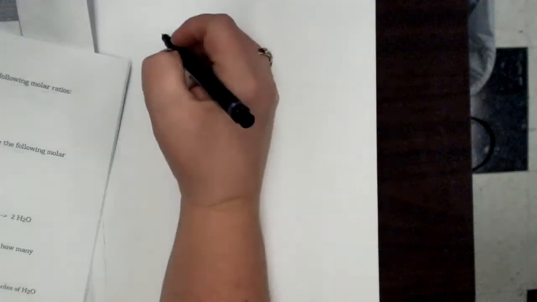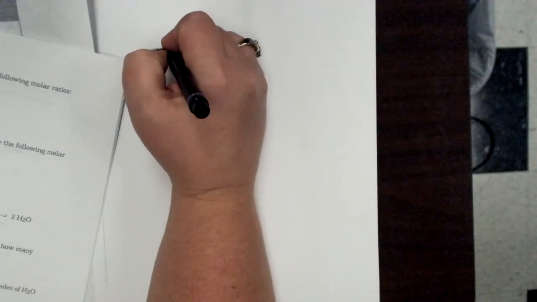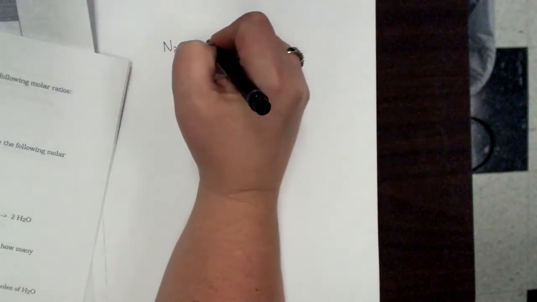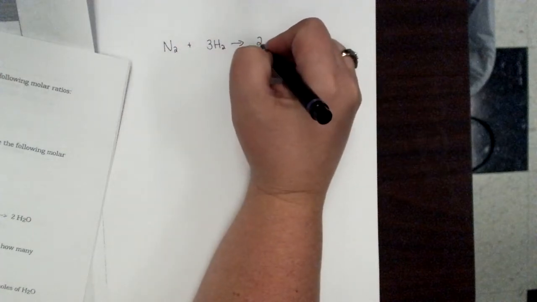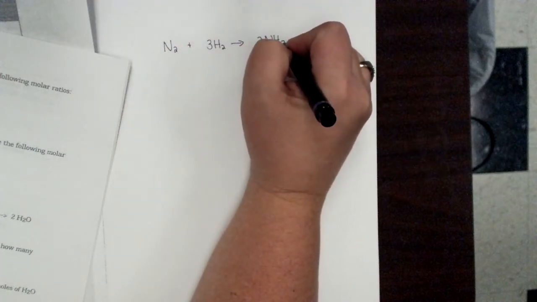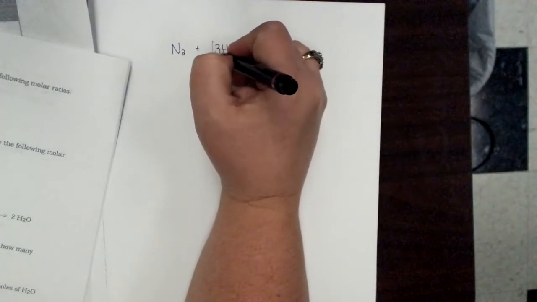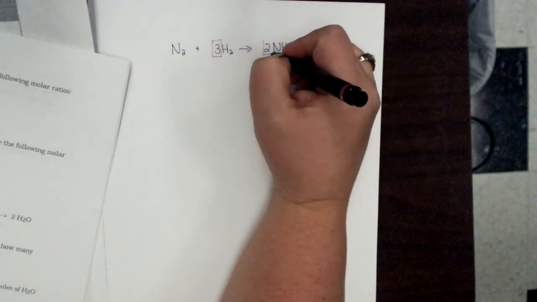So let me go write this equation down on my paper over here. So it's a synthesis equation. We're taking nitrogen and we're adding in hydrogen, and we're making ammonia. And it's balanced for us, and we know that because it's got coefficients right there. So today we're going to be focusing on these coefficients.